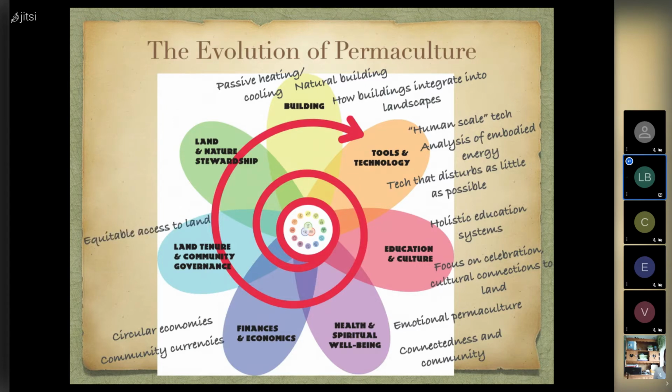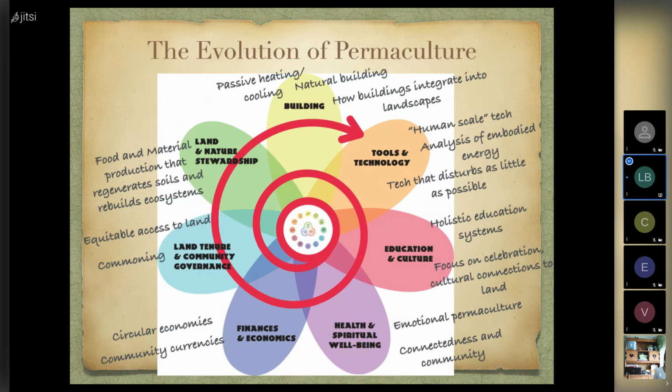So the next petal on the flower is called land tenure and community governance. And with this piece, we could talk about equitable access to land. We can talk about commoning, so bringing back the use of common spaces, and a lot of other things. I'm really not going into detail because this is just an intro.